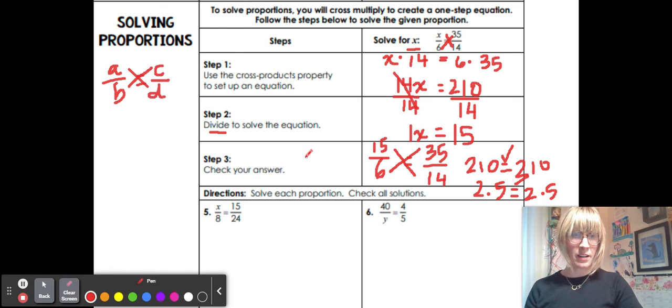So this is the process here. It's sort of like a note sheet. Use it as you set up and try to solve these next proportions in your work.